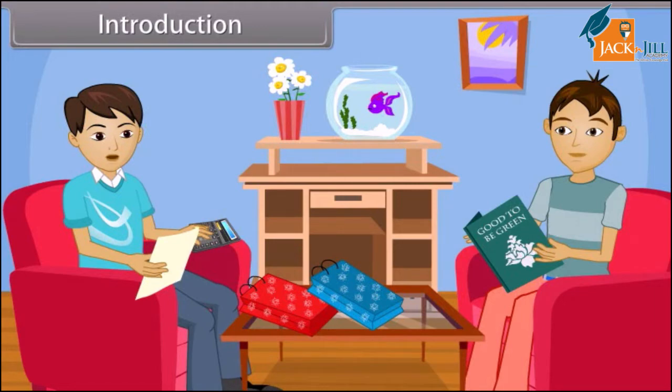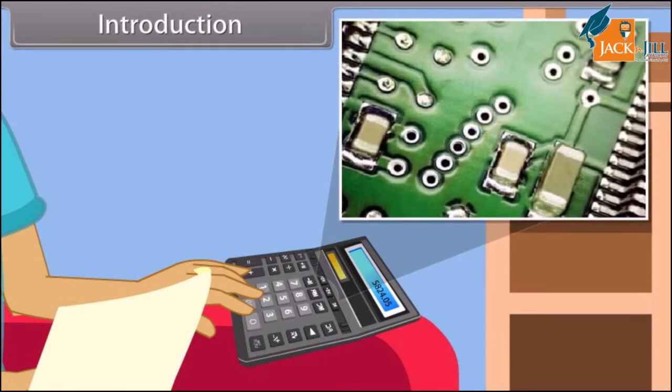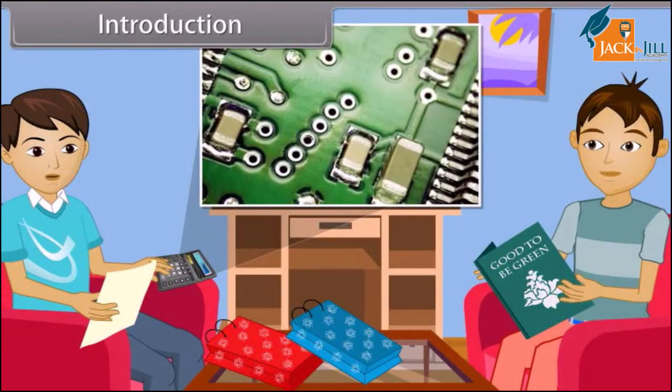Okay, Raj, I will tell you. A calculator works on the combination of diodes. A diode is a semiconductor device and it can be used for on and off purposes. When the diodes are arranged in a particular manner, then they give specific logical results.